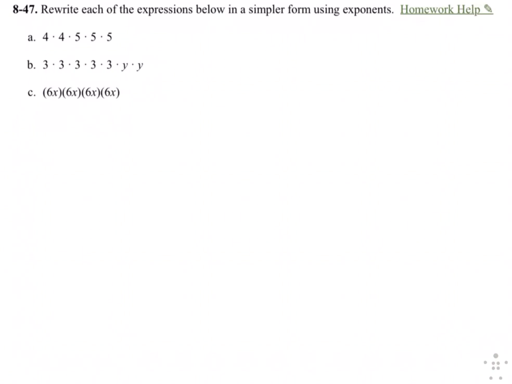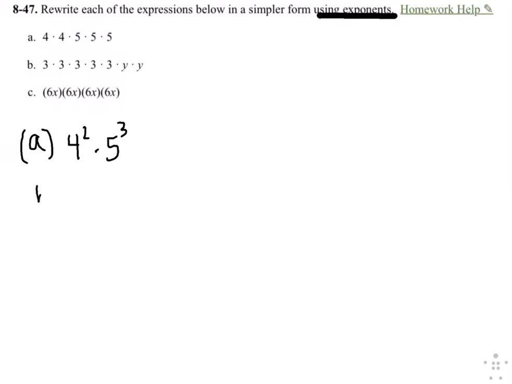Okay, for 847, they're asking us to write these expressions in a simpler form, but using exponents, right? Because for a simpler form, we would just multiply them out, right? So using exponents, I have two 4's, so that's 4 squared. And I have 3 5's, so that's 5 cubed. So that would be in simpler form using exponents.